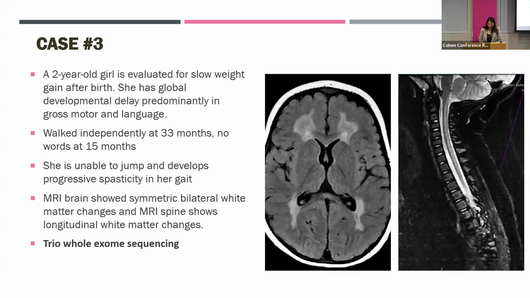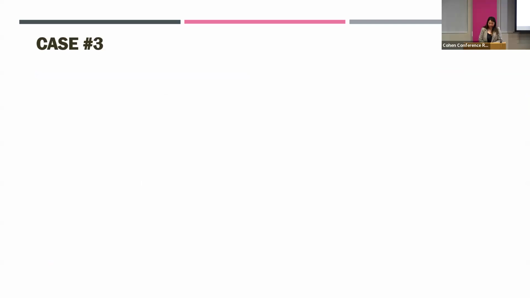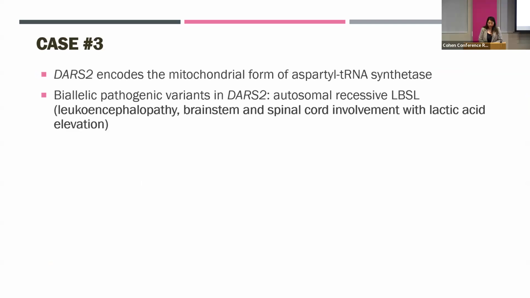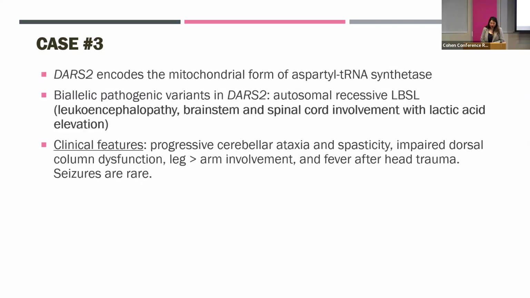It's a leukodystrophy. So she had trio whole exome sequencing as well, and she's got pathogenic heterozygous variants in the DARS2 gene. DARS2 encodes for the mitochondrial form of the aspartyl tRNA synthetase. Biallelic pathogenic variants cause an autosomal recessive syndrome called LBSL, leukoencephalopathy with brainstem and spinal cord involvement and lactic acidosis. Also a mouthful, so we call it LBSL for short.